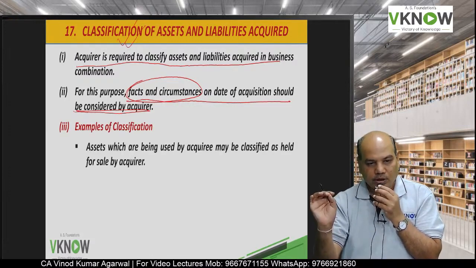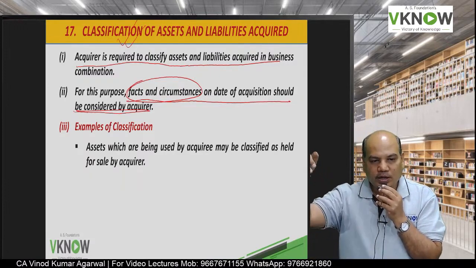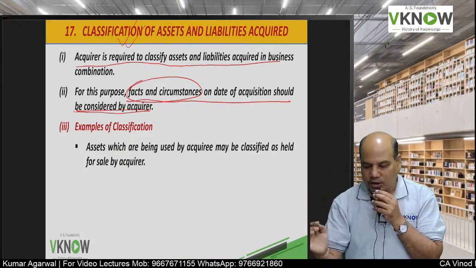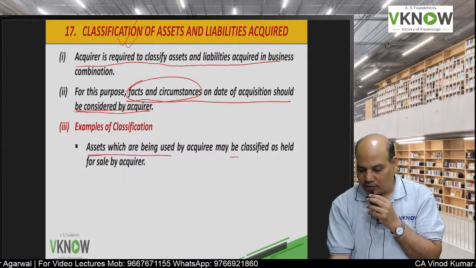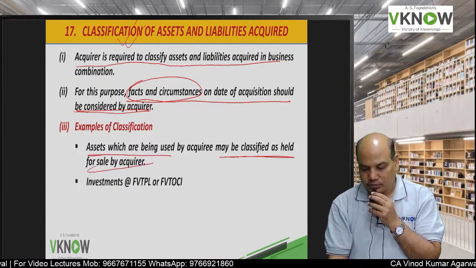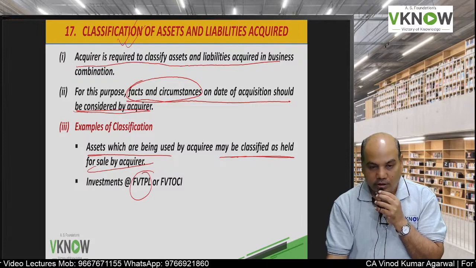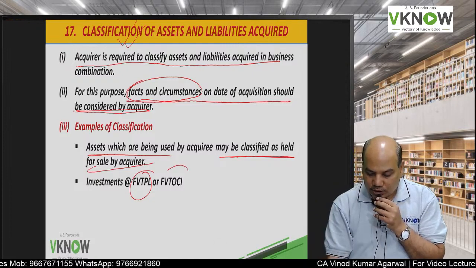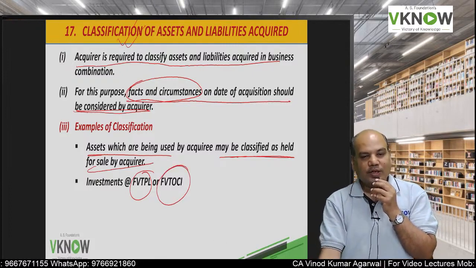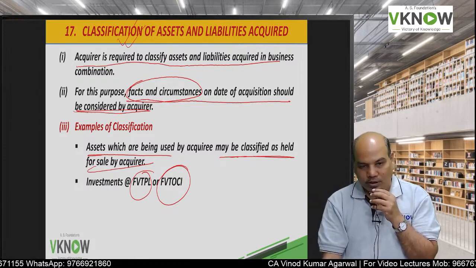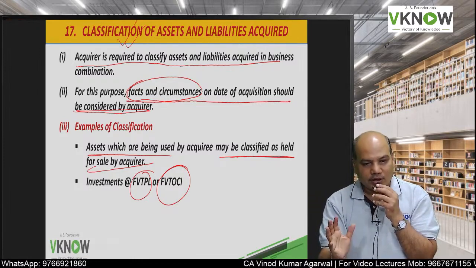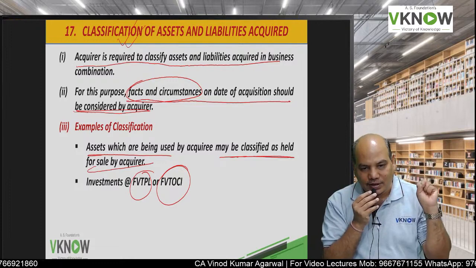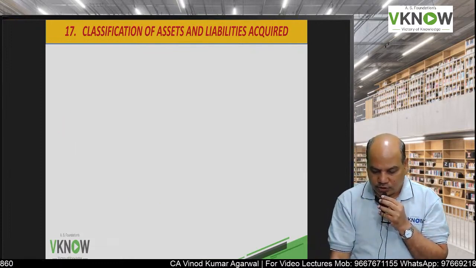Example, there may be some assets which were used by the acquiree, but the acquirer wants to sell them. So in that case, those assets will be classified as held for sale. Second example, there may be some investment which may appear at FVTPL, but the acquirer may decide to treat it as FVTOCI. So one Mr. Mohammed said, no, we can't change the classification. You are not right. We can change the classification in the books of acquirer depending on facts and circumstances.